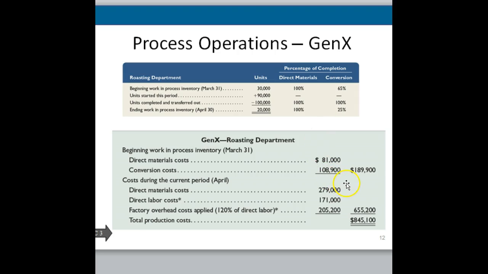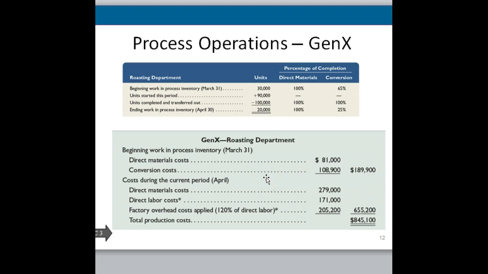So now we come down, and these are the costs associated with it. These are units. These are dollars. These are costs. So my beginning inventory had direct materials of 81,000 and conversion costs up here of 109,900, for a total of my beginning work in process of 189,900.